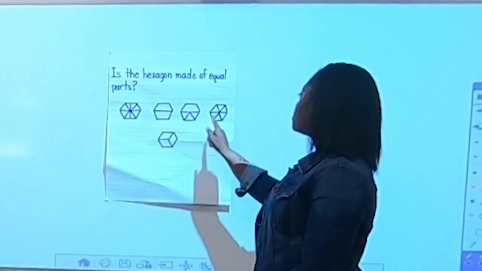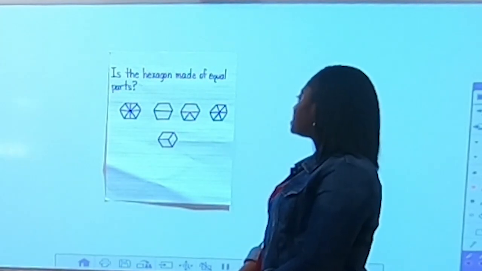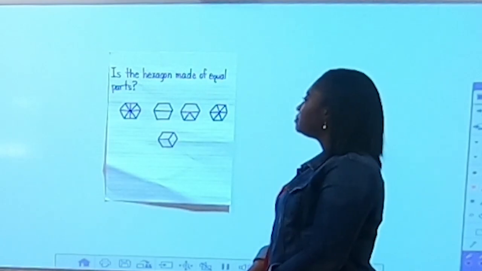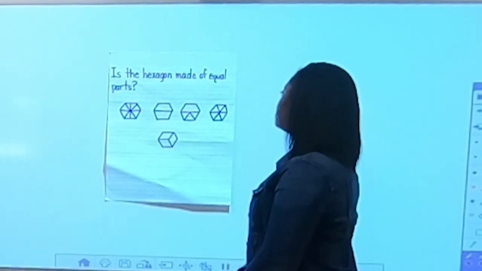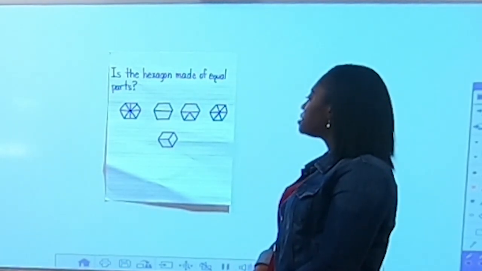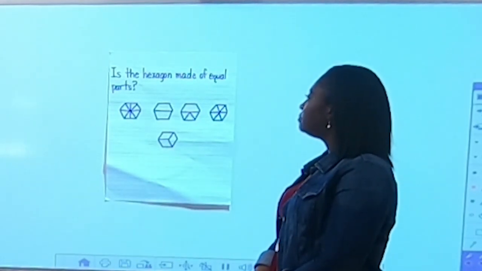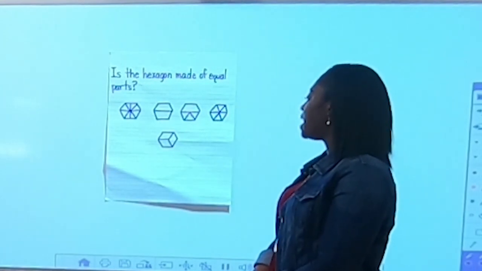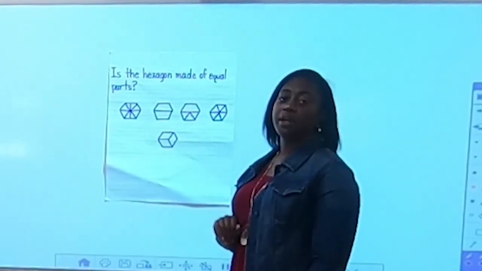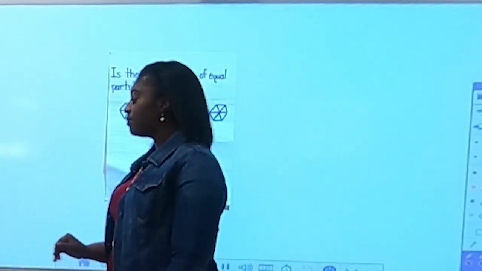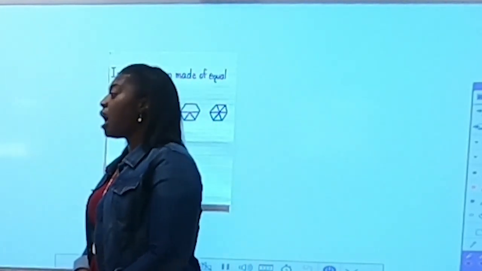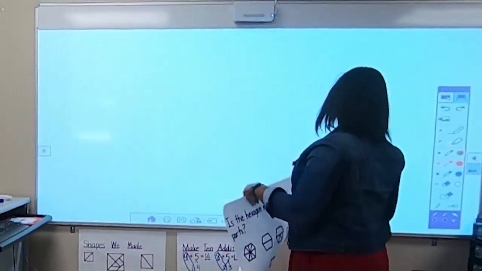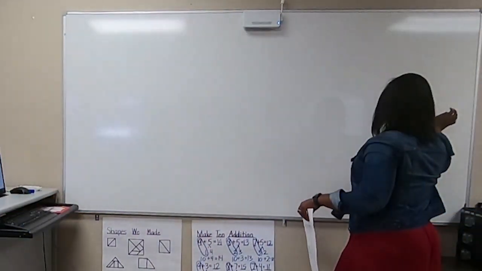And let's look at our next shape, which is a hexagon, and it's made up of triangles. Good job. That shape is made up of equal parts. And our last shape, very good. The hexagon is made up of equal parts using 3 rhombus. Good job. So, to review, what does it mean when we say a shape has equal parts?